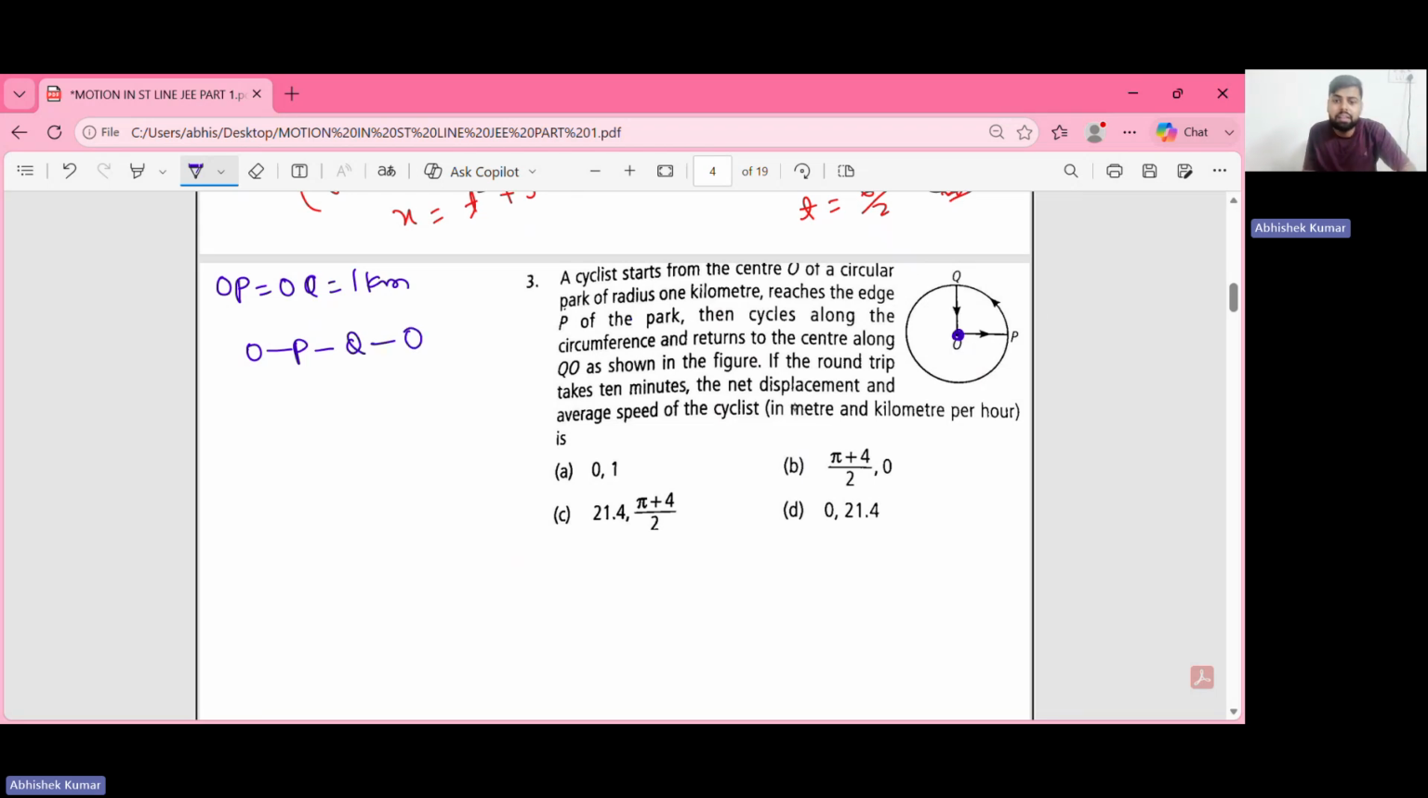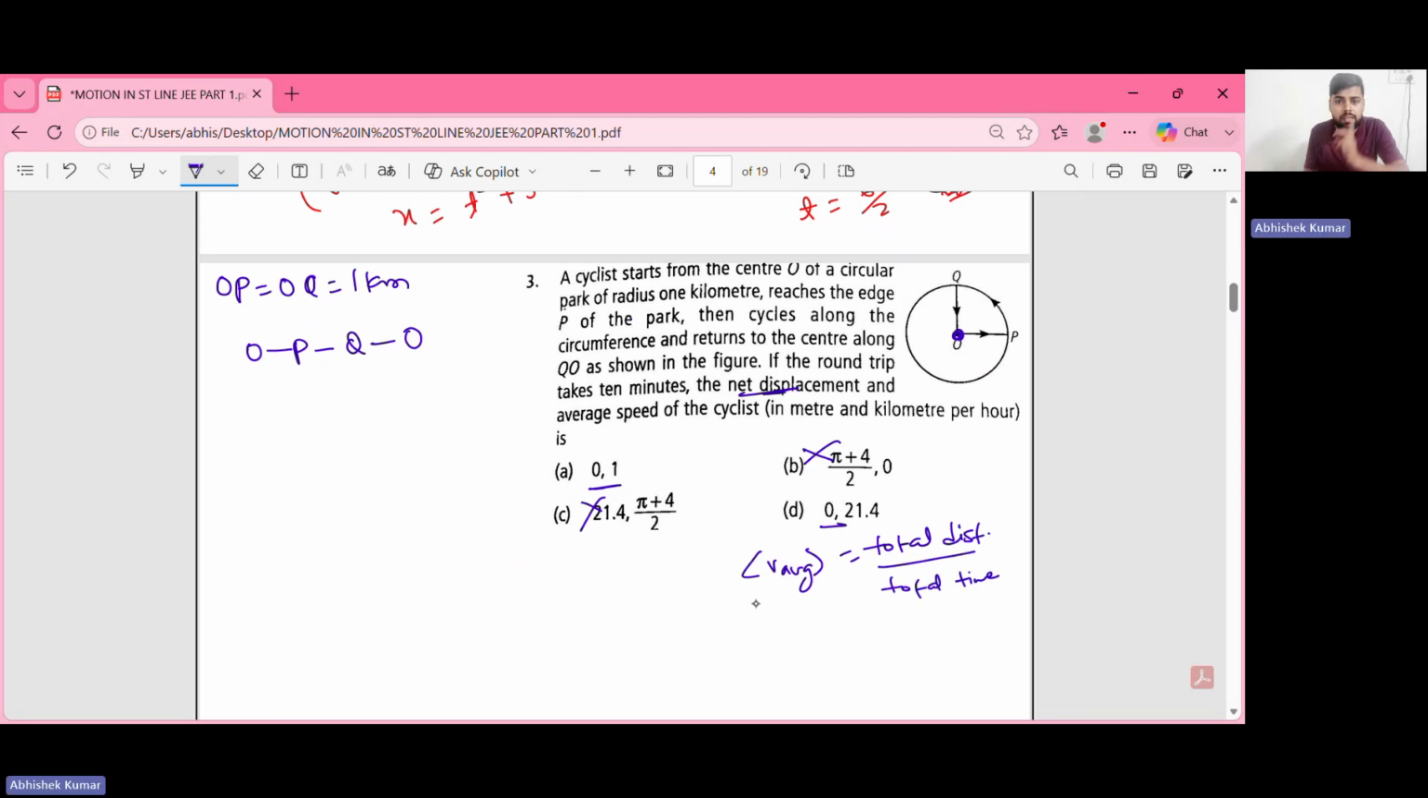So the question is: find the net displacement and average speed. Net displacement is 0, so from here this option is wrong. This option is wrong. So what is left to us? These 2 are left. Displacement is 0. Why? Because the initial and final point is the same. So how to find average speed? We know V average is equal to total distance by total time. Remember this. Total distance by total time.